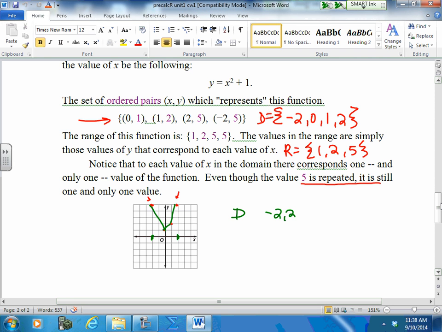-2 to 2, hard brackets. What would your range be? One to 5. Good. 1 to 5, and all the pieces included in between it. That's the difference between a discrete data set and a continuous data set.